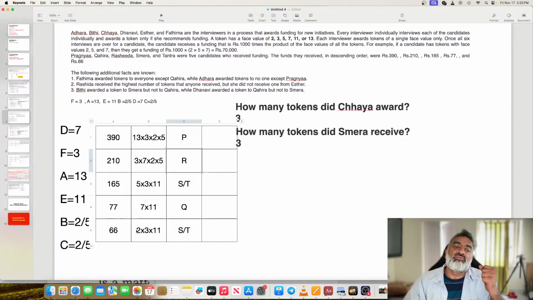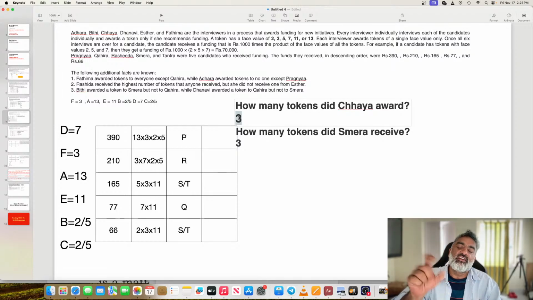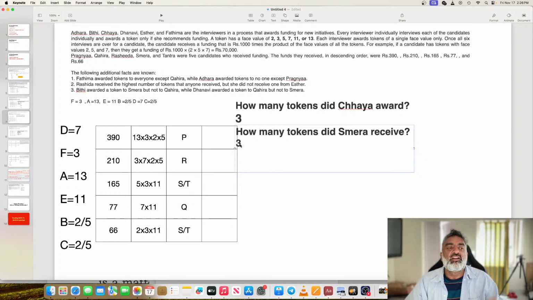So, whether you assume Chaya to be 2 or 5, in both cases, the answer comes out to 3, which is already listed here. Because I already did a session where the video was misplaced, so I'm doing it again. So, the answer is already on screen. How many tokens did Smera receive? Smera is either this 165 person or this 66 person. In either of the stories, Smera has received 3 tokens, right? So life is very, very easy. So this is not only zero prep. That means, by zero prep, I also mean you don't need a formula.